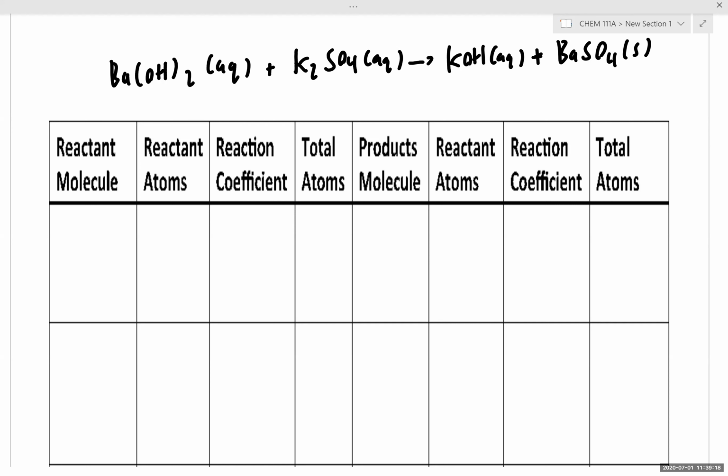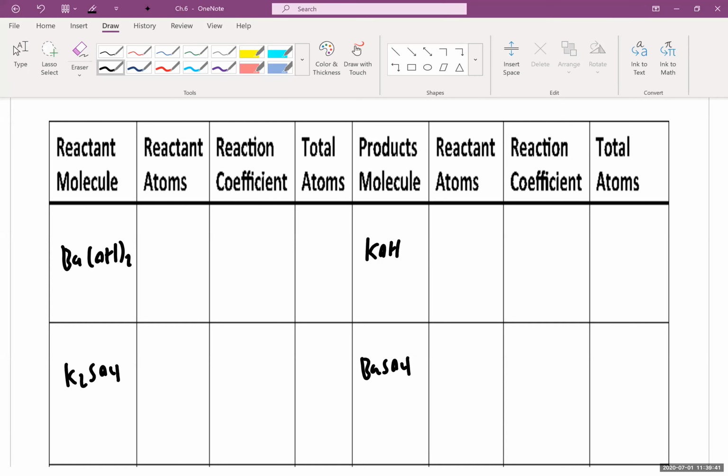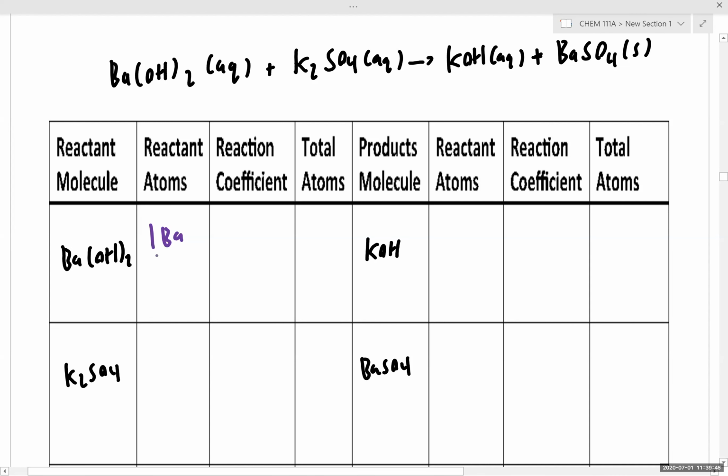Okay, so let's discuss balancing this equation. So let's put both of our reactant molecules into our table. If we have a table handy, might as well use it. Though any method that you choose to use to balance chemical equations is perfectly fine as long as it's logically sound. So counting the atoms, we have one barium, we have two oxygens and two hydrogens.